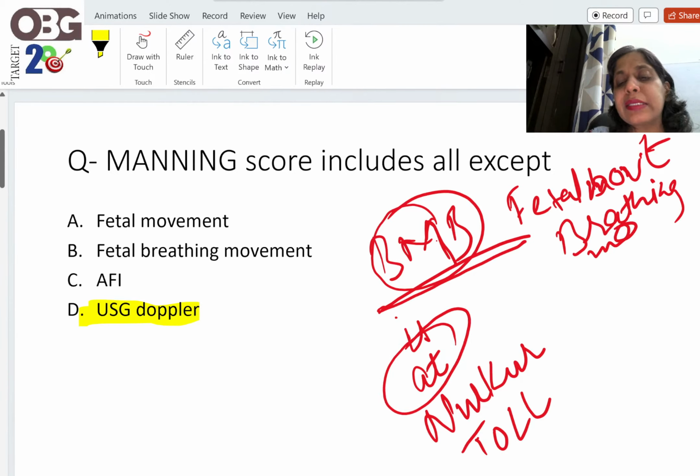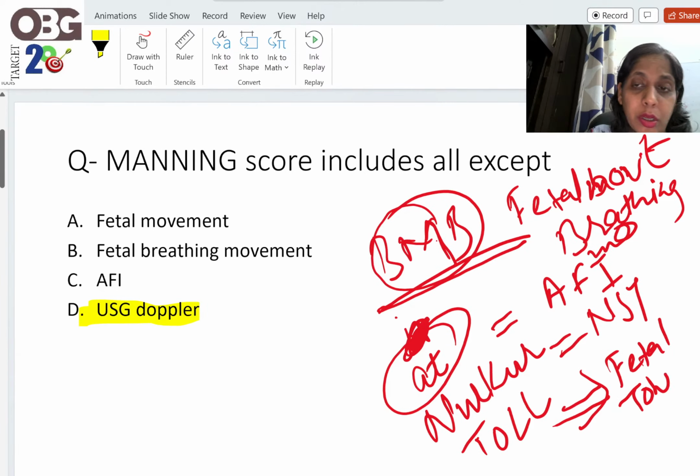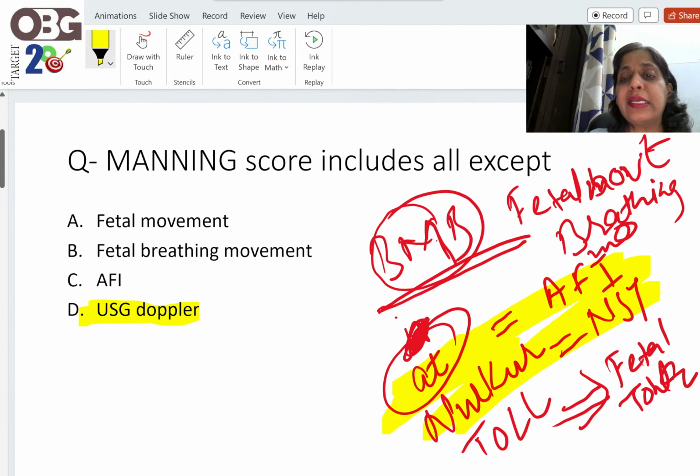Okay, at is for AFI, Nukkar is for NST, and tall is for fetal tone. Okay, and out of these, AFI and NST are in the score. So there is no ultrasound Doppler in the score.